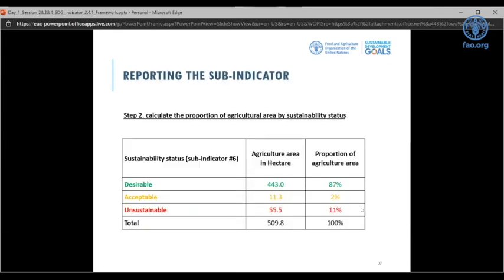And the last table is the same as for the other sub-indicators. We aggregate or add up the areas classified as green, yellow, and red, and we divide it by the nationally representative area for us to estimate the proportion under green, yellow, and red. So let me go to the Excel sheet now.